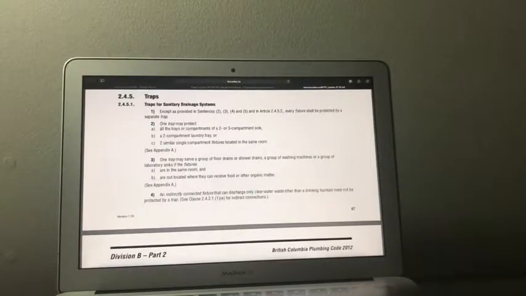One trap may protect all the trays or compartments of a 2 or 3 compartment sink. Okay, 2 or 3 compartment sink, obviously kitchen sink. 3 compartment sink we're going to talk about in a second here. So 2 compartment laundry tray, a single compartment fixtures located in the same room.